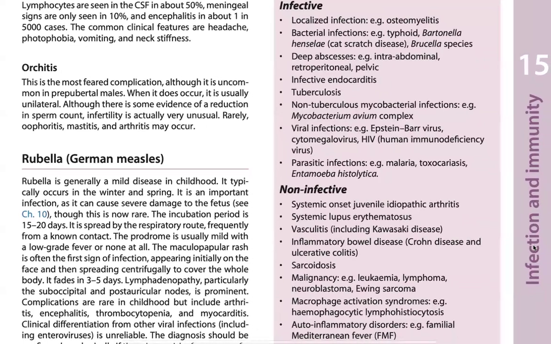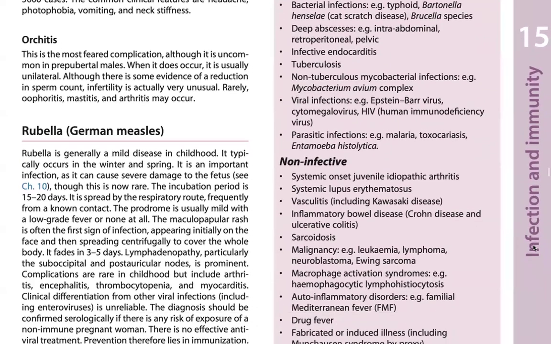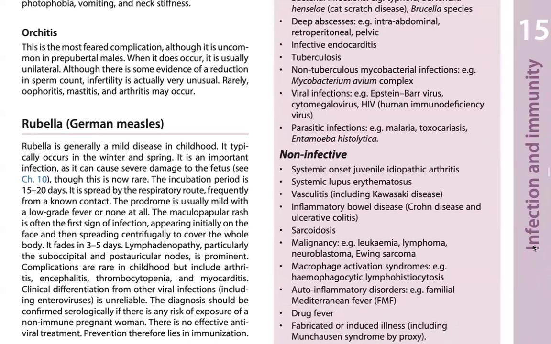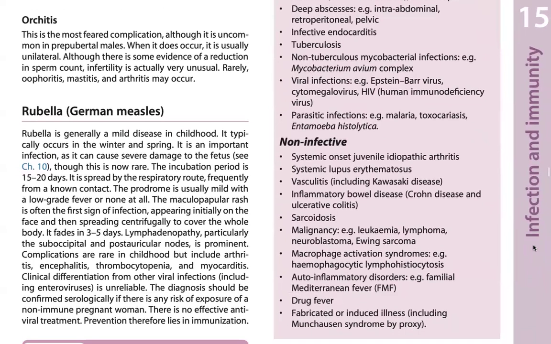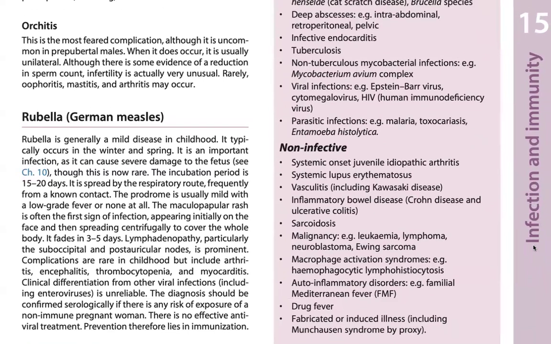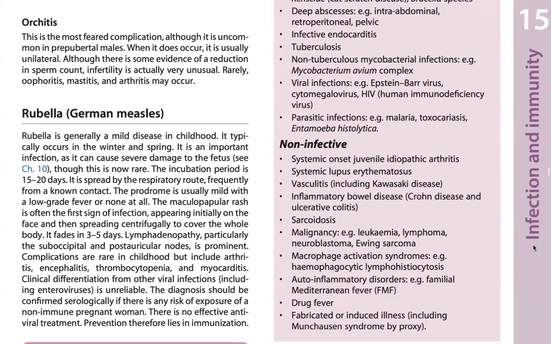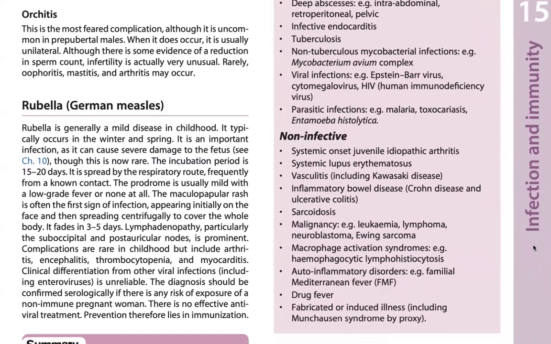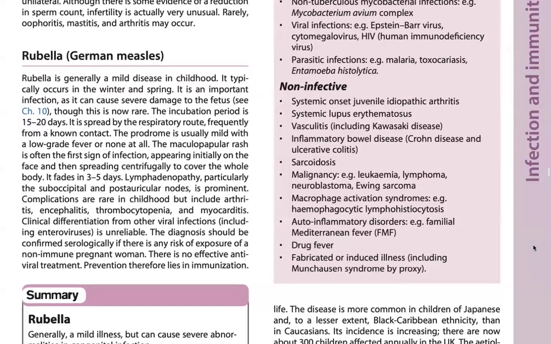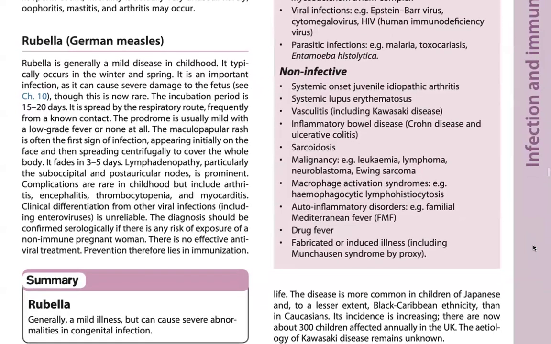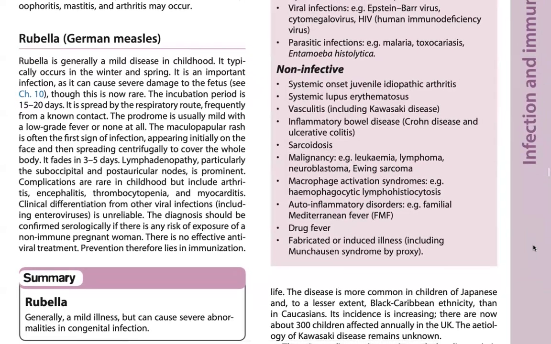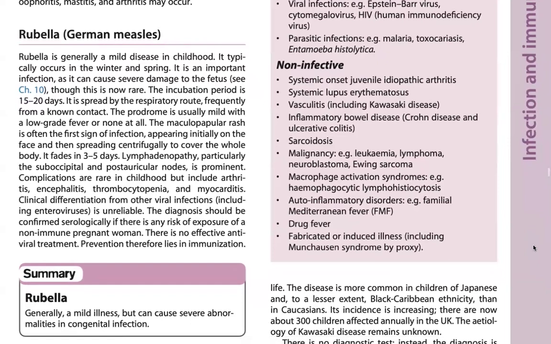Rubella, German measles. Rubella is generally a mild disease in childhood. It typically occurs in the winter and spring. It is an important infection as it can cause severe damage to the fetus, though this is now rare. The incubation period is 15 to 20 days. It is spread by the respiratory route, frequently from unknown contact. The prodrome is usually mild with low-grade fever or none at all.